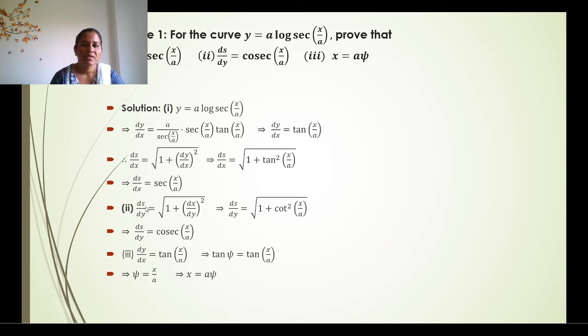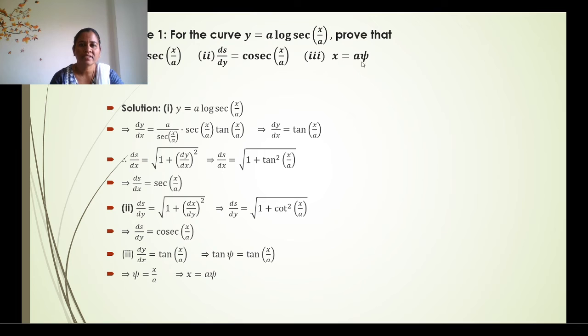Next problem is ds by dy. Prove that ds by dy is equal to cosecant x by a. Here, not ds by dx, here ds by dy. The required formula is ds by dy is equal to square root of 1 plus dx by dy whole square. Then dx by dy is equal to square root of 1 plus cot square x by a. Then ds by dy is equal to 1 plus cot square, which is cosecant x by a. We get the required result.